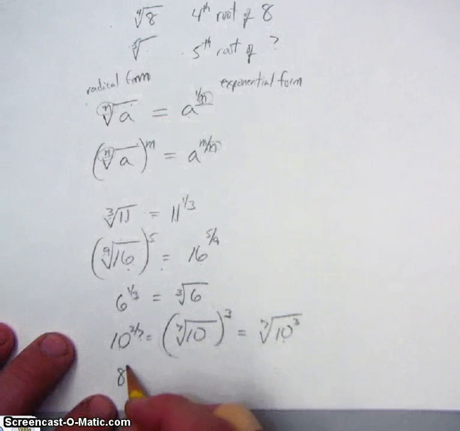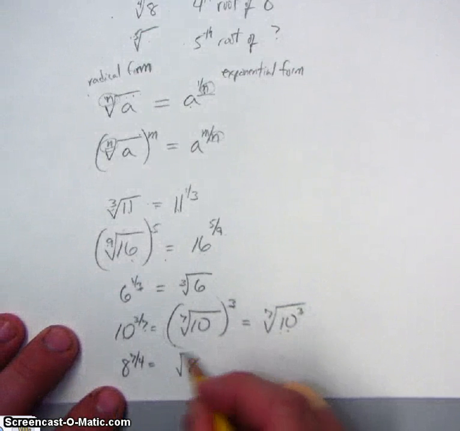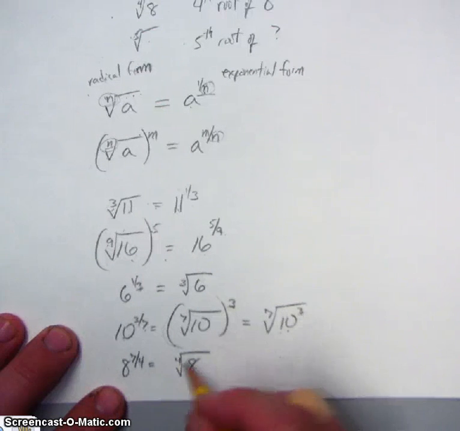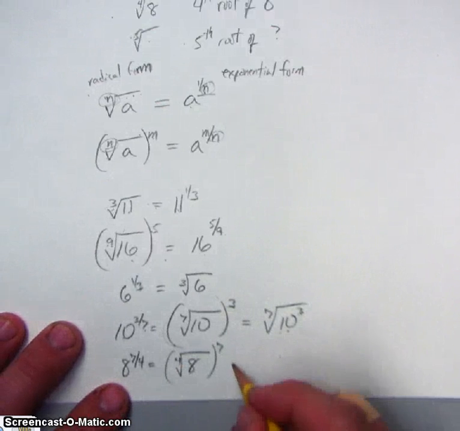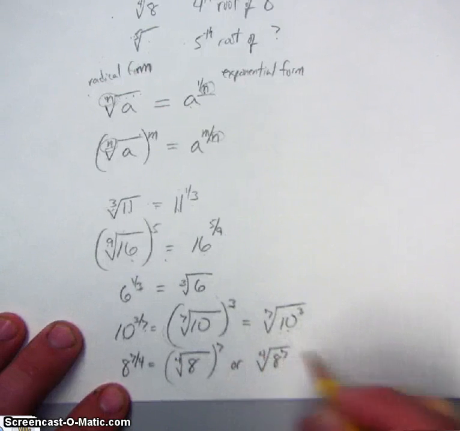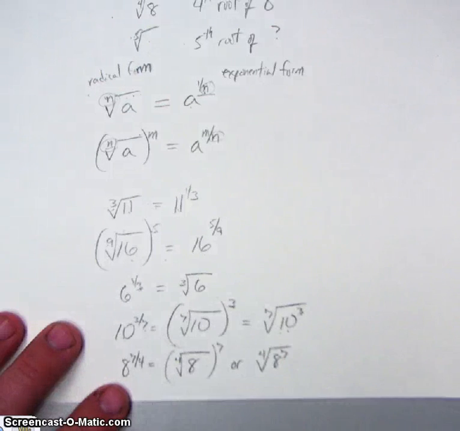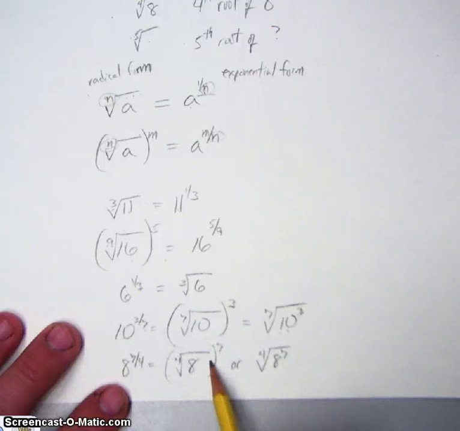And let's try one more. 8 to the 7/4. All right. So 8, put the radical. Index is the 4. Then I can put parentheses, then the 7, or I can put the 7 on the inside. All right. So the numerator is the power of the root. The index is the root.